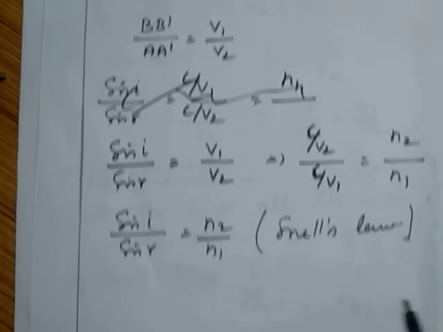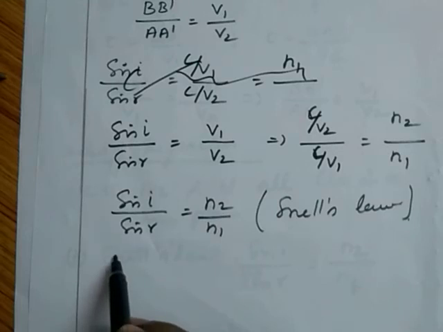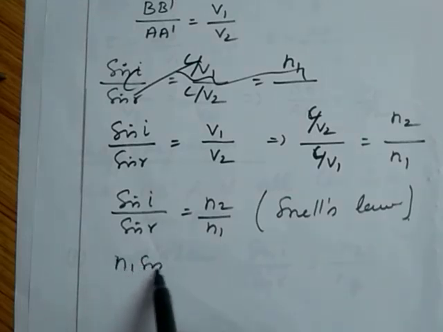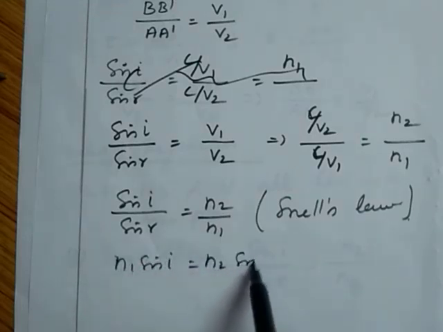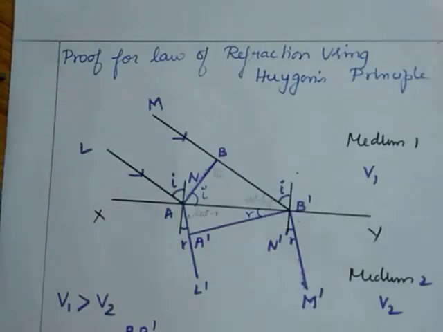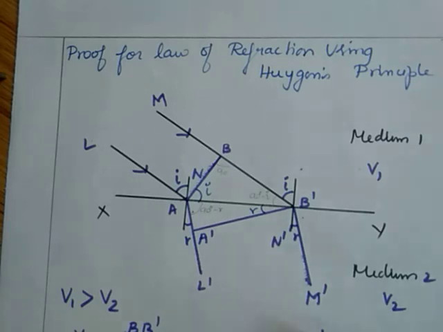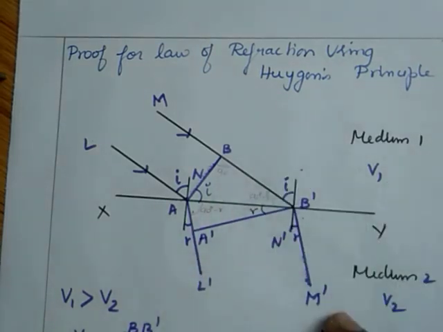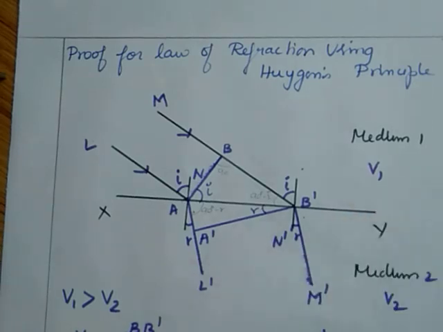Here we can write this one in product form, that is n1 sin i is equal to n2 sin r. In this case we are sending the light waves from a rarer to a denser medium. We can also allow the light from a denser to a rarer medium. At that instant also we get the same result.